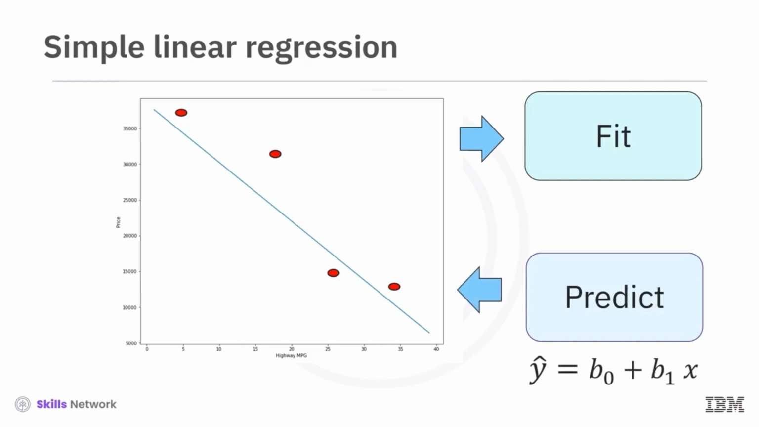We can use this model to predict values that we haven't seen. For example, we have no car with 20 highway miles per gallon. We can use our model to make a prediction for the price of this car.